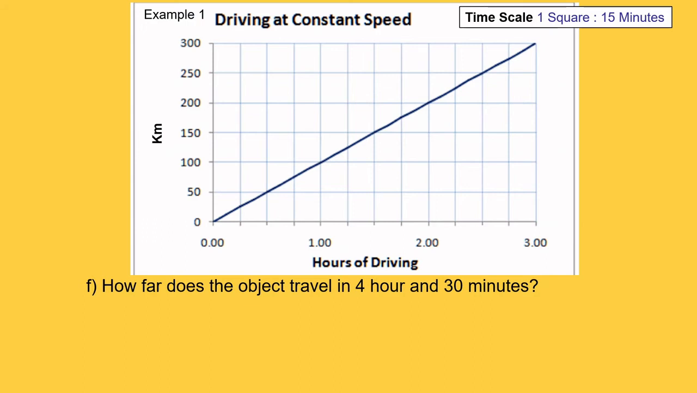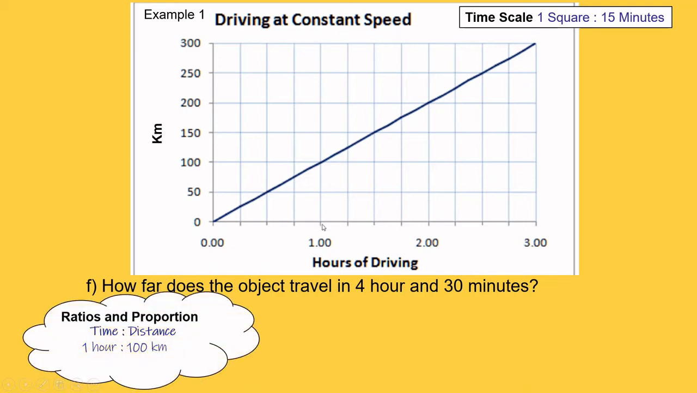Now let's try applying that method to this question. 4 hours and 30 minutes is off my graph, but I can use a value I see on this graph. For example, I know that in 1 hour, we can travel 100 kilometers. So I'll set up my ratio of time to distance, where the time is 1 hour, the distance is 100 kilometers. When the time is 4 hours and 30 minutes, well, that's 4.5 hours. That's 4.5 times the amount of time. Then we should travel 4.5 times the amount of distance. 100 kilometers times 4.5 is 450 kilometers.